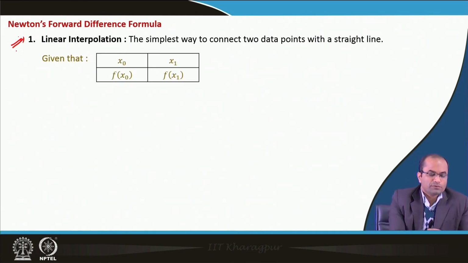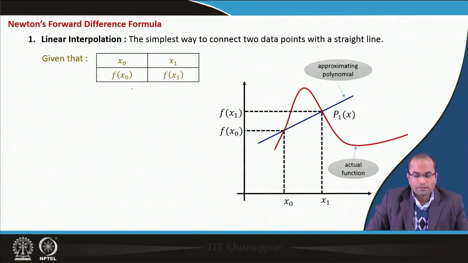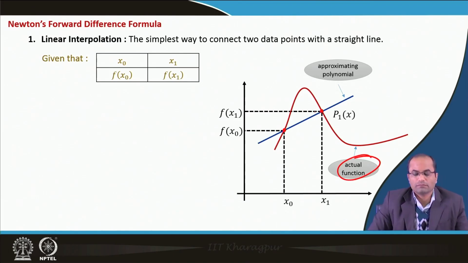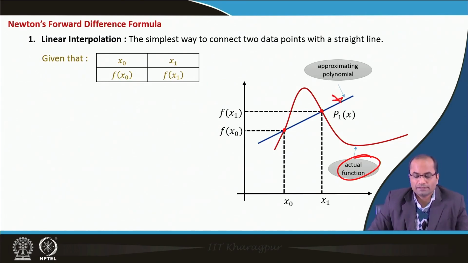So, given data, suppose we have x naught, f x naught and x 1, f x 1. Suppose the actual function f is given, and there are two data points given to us, and we want to construct a linear interpolation, a polynomial of degree 1, which passes through these 2 points, that means this line here.